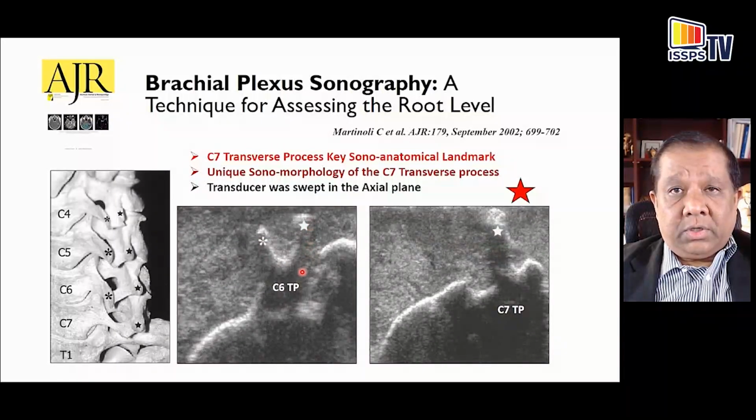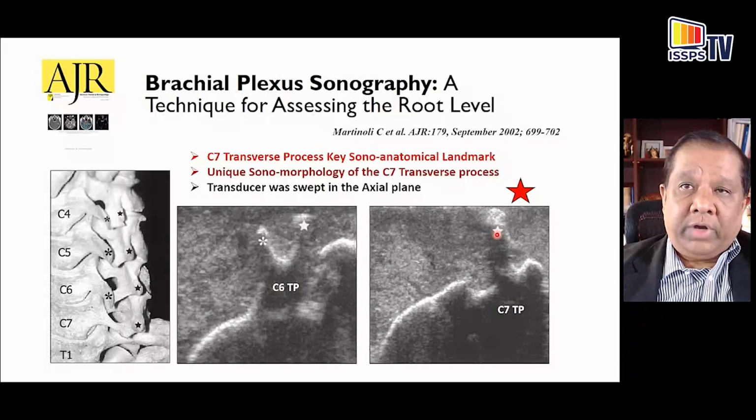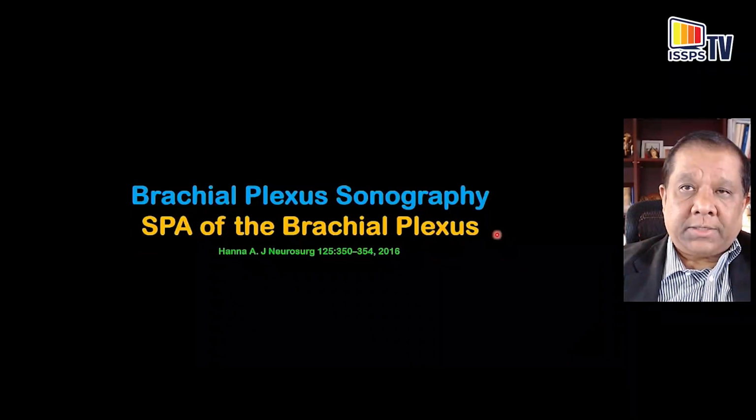The C6, which is the contiguous transverse process above the C7, has a very prominent anterior tubercle. This is also referred to as the Chassaignac's tubercle. So once you identify the C7 transverse process, it's easy to then locate the C7 ventral ramus and the C6 ventral ramus contiguous to that.